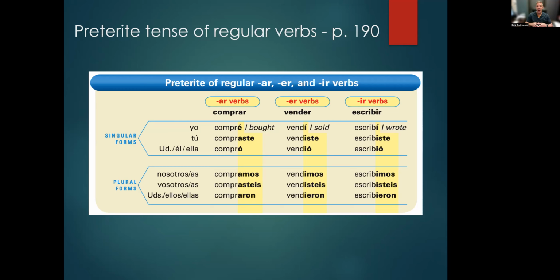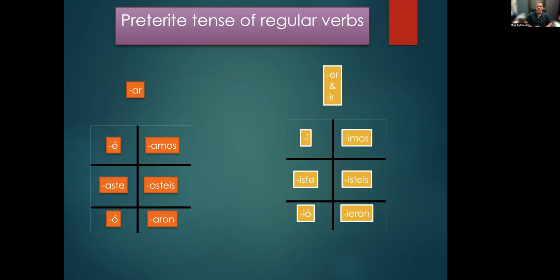Okay, did you notice it? The nosotros form for the IR verbs is the same. Escribimos is the present tense of escribir, nosotros, and it's also the preterite tense. So again, we'll talk about context. So, aste, ó, amos, astes, aron for AR verbs, iste, ió, imos, isteis, and ieron for ER and IR verbs. And there you go. ER and IR are the same in the preterite tense.